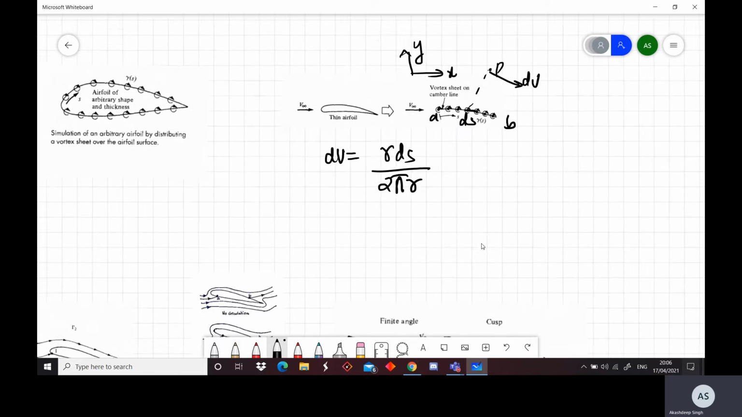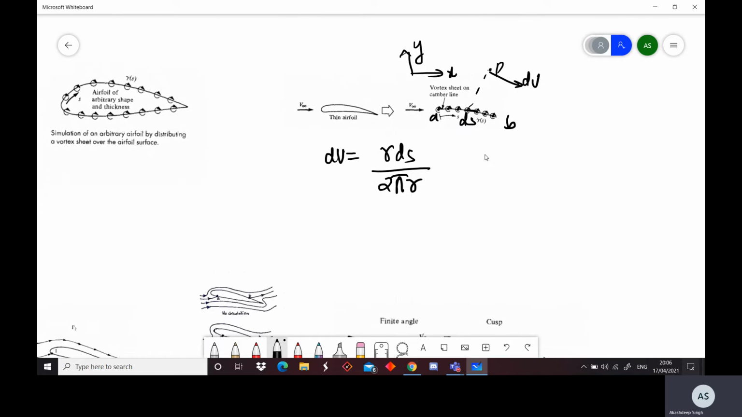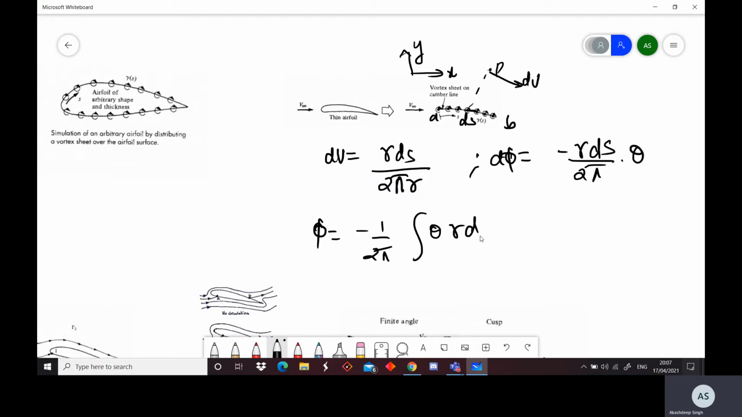So since dv is this, d phi will be, from that only again, minus gamma ds, if gamma is the strength of that particular small element. So gamma ds by 2 pi into theta for that. So phi you can just get after integrating: minus 1 by 2 pi integral of theta into gamma ds from a to b. So this will be phi, and integrating this you will get this.